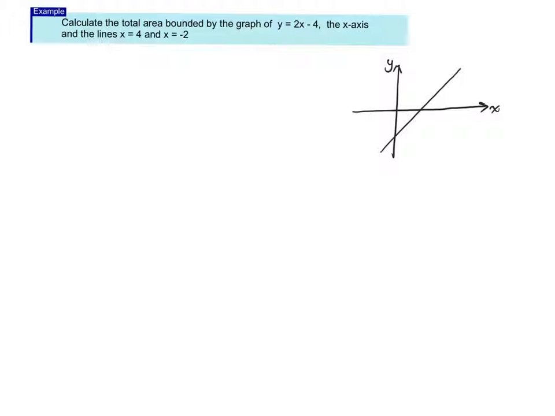We are interested in evaluating it between the limits of 4, which might be about there, and minus 2. And in particular, we are trying to figure out what that area is between that bit and the bit underneath. We are trying to calculate that area there.